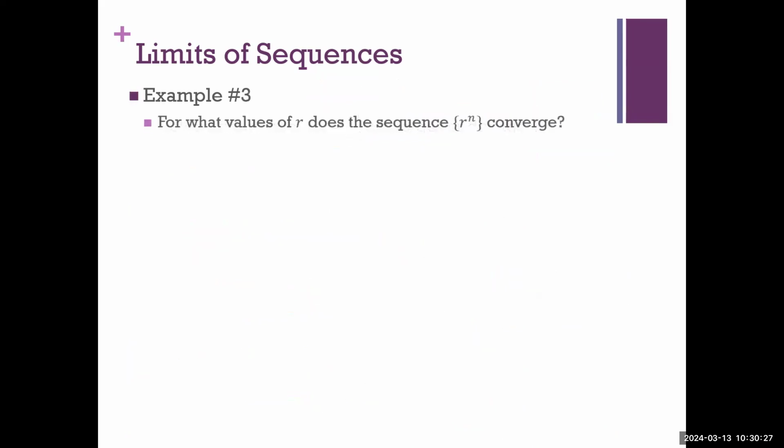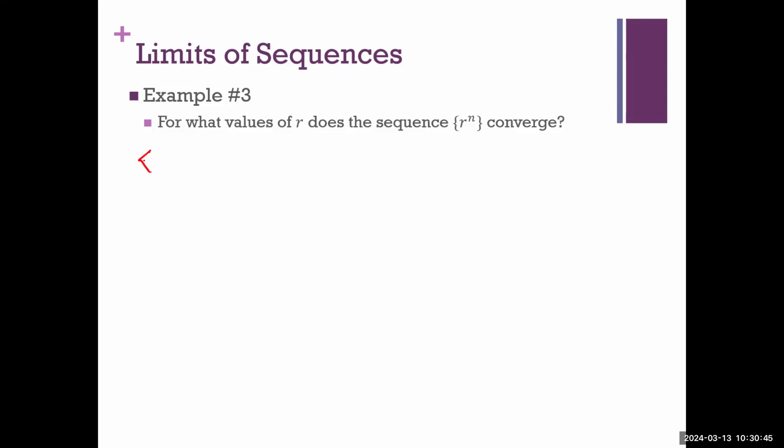All right. Let's talk about a very specific type of sequence here. R to the n. So basically R is going to be a constant. n is the variable of a sequence. For what values of R does this sequence converge?